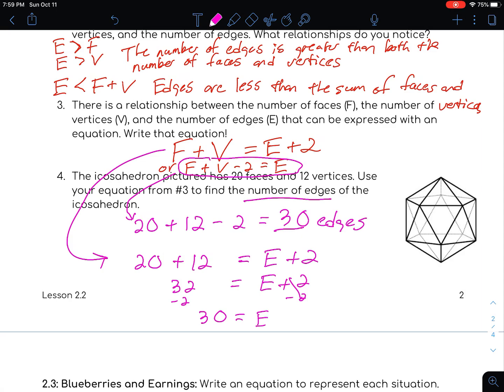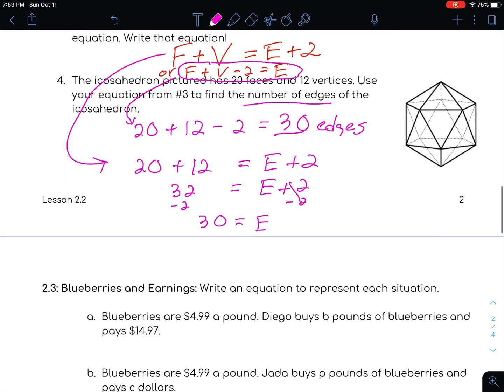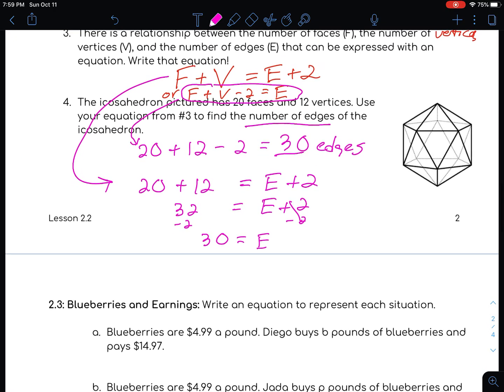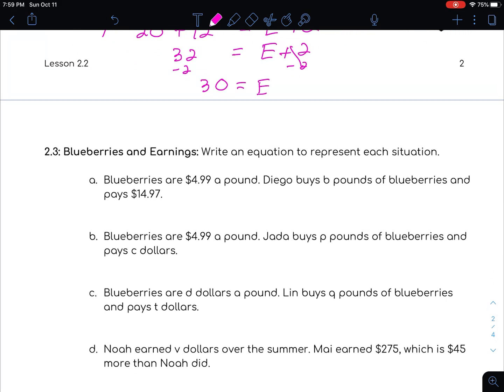So either way, we can come up with the equation for the number of edges, faces, and vertices and how they're connected, and solve for, in this case, the number of edges. So we used an equation with variables to represent a situation, and then we used that equation to solve for a particular variable.